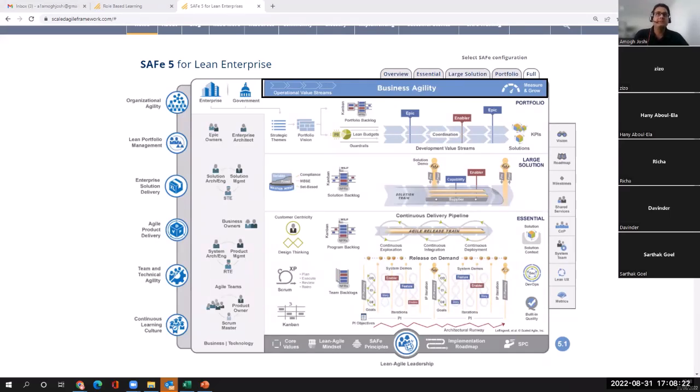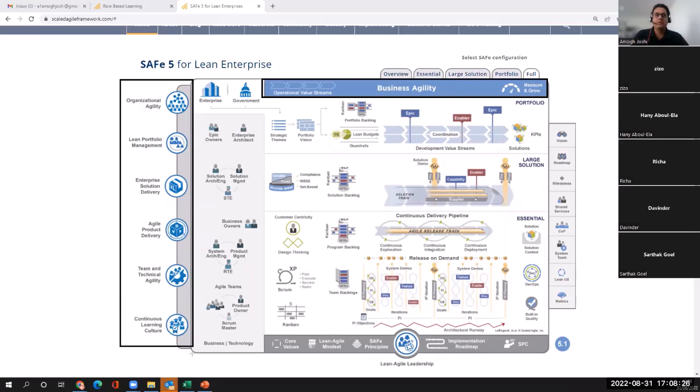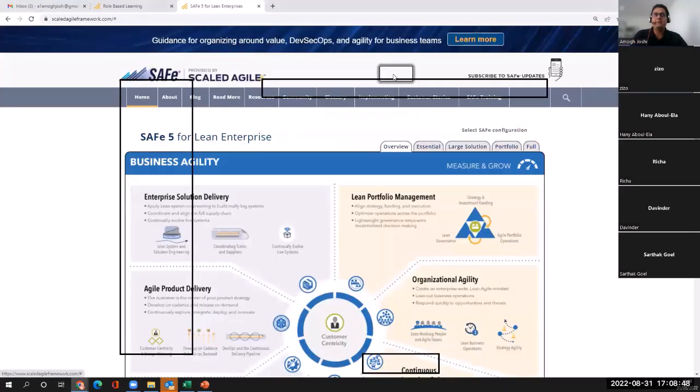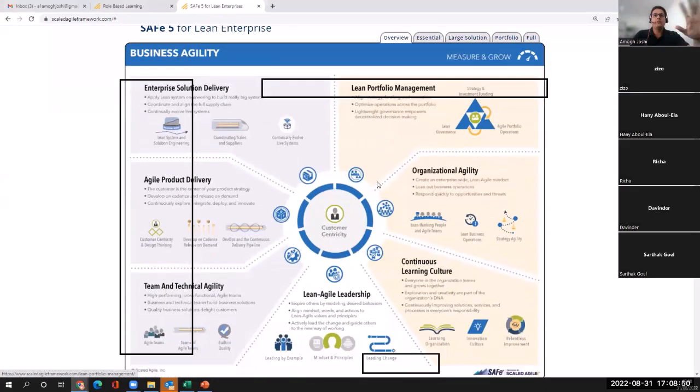Now, to achieve business agility, we need to have 7 core competencies. So on the left hand side, you see these are the 7 core competencies, including one at the bottom, which is lean agile leadership. So these are the 7 core competencies that we need to achieve business agility. Each of these 7 competencies have 3 dimensions in each one of them. If you click this overview tab, you will see the 7 competencies and 3 dimensions in each one of them. So this overview tab will give you all of them.